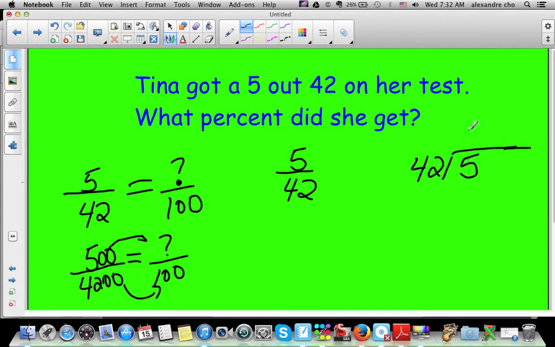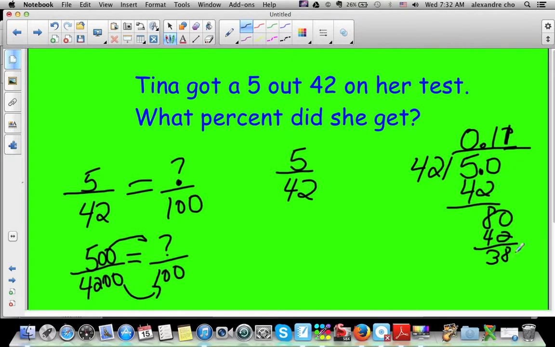42 does not go into 5, so you add a 0, add a decimal, add another 0. 42 goes into 50 once. Subtract, you get an 8. And 42 goes into 8 zero times. No, 82 one time again, which is 42. You get another 8. Now you get a 10 minus 2 is 8, 7 minus 4 is 3.